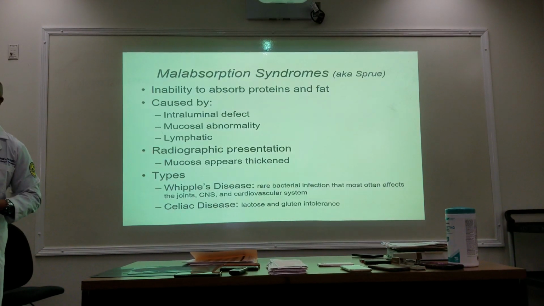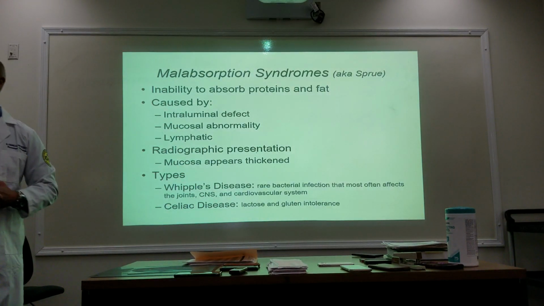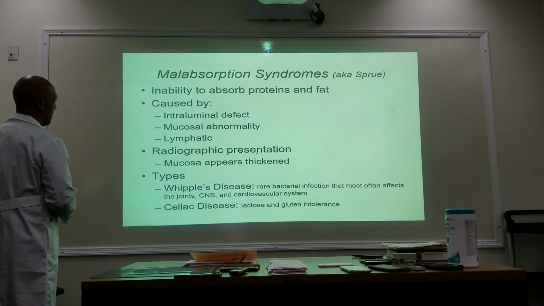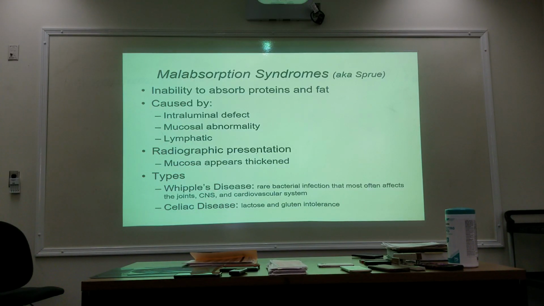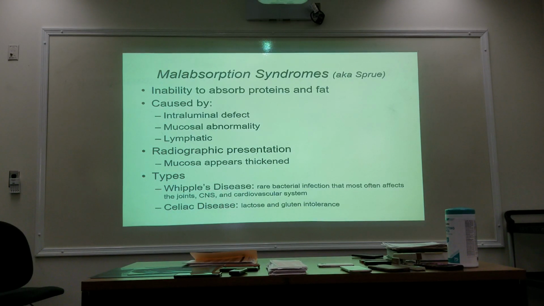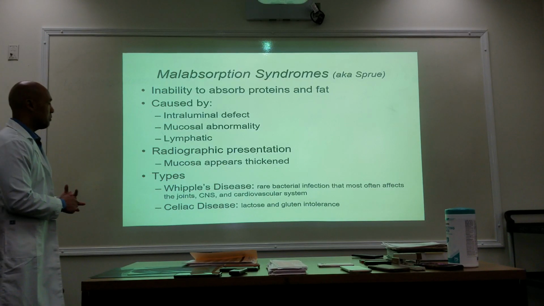Then we have malabsorption syndrome, also known as sprue. It is the inability to absorb proteins and fat, caused by intraluminal defects, mucosal abnormality, or the lymphatic system itself. Radiographically, the mucosal lining appears to thicken. There are many types of sprue.